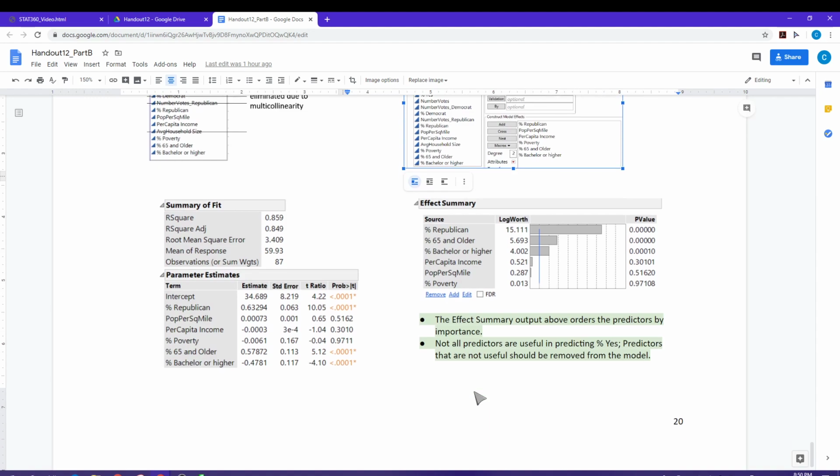So what we're going to do next in Handout 13 is talk about a process that will automatically take out predictors that I don't need. So that's some additional information about trying to build models.